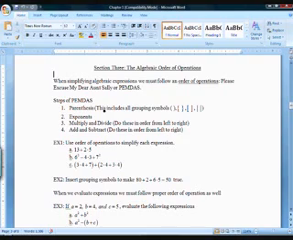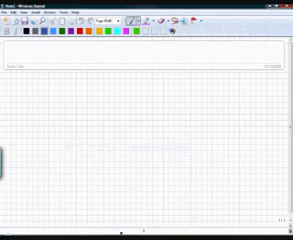Let's do some examples. And again, this should be a pretty easy lesson to you. First problem is 13 plus 2 times 5. If we do 13 plus 2 and then multiply by 5, we're going to get an answer, but we're not going to get the correct answer. If you just work these problems left to right, you're going to miss them.